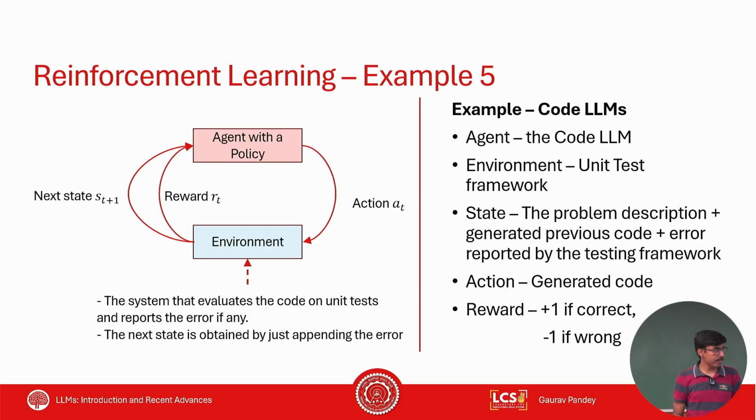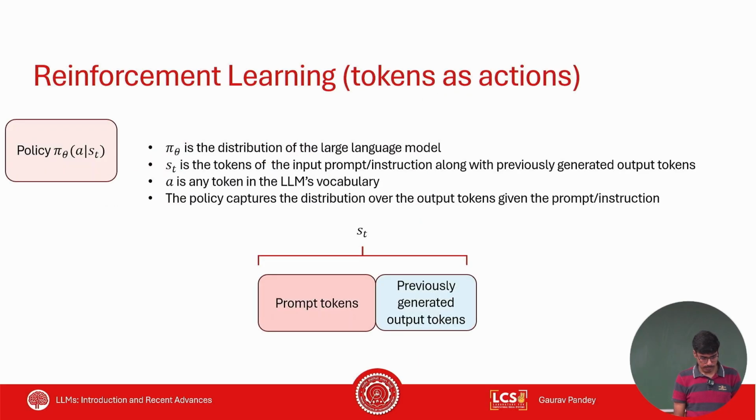Okay, so these were 5 examples that we saw. Now let's move towards the third example that we saw, where the actions were tokens, and the environment just appended the token at the end of previous tokens. So tokens as actions, that's the special part of this reinforcement learning.